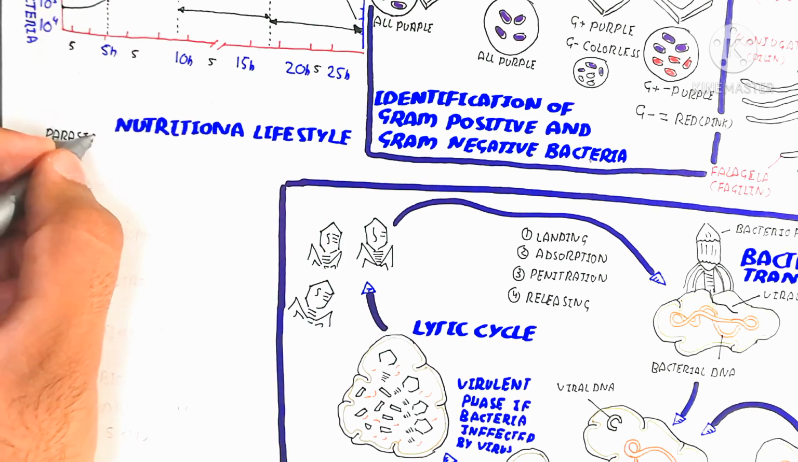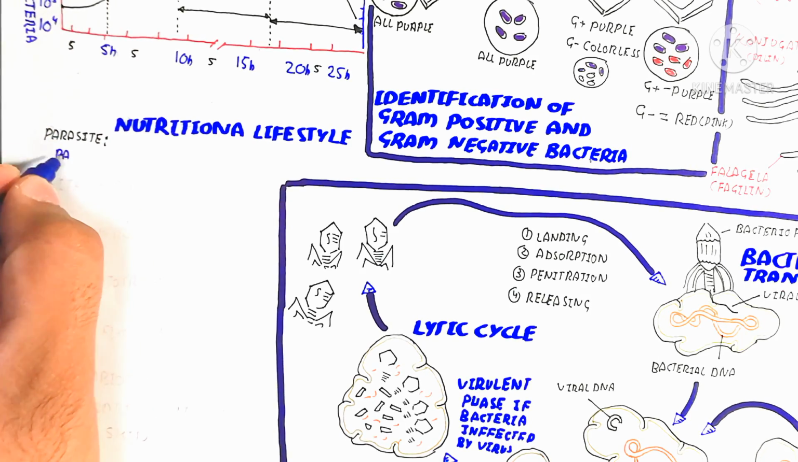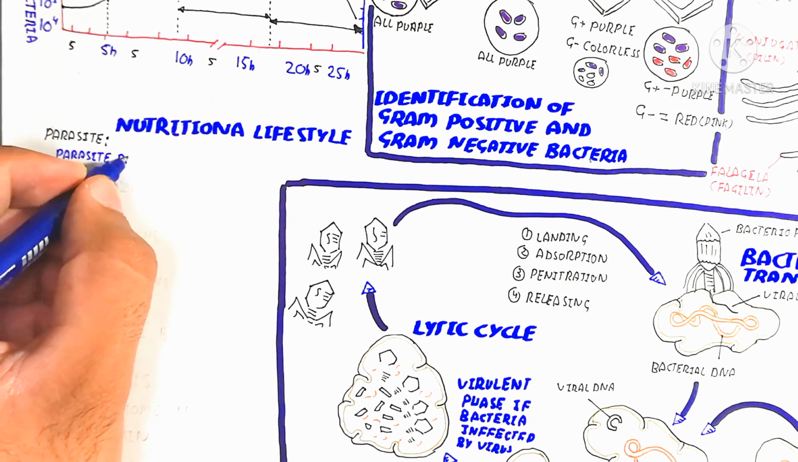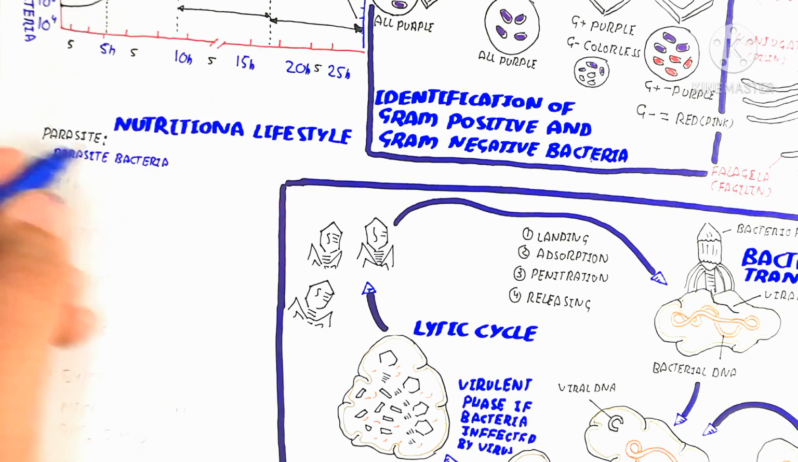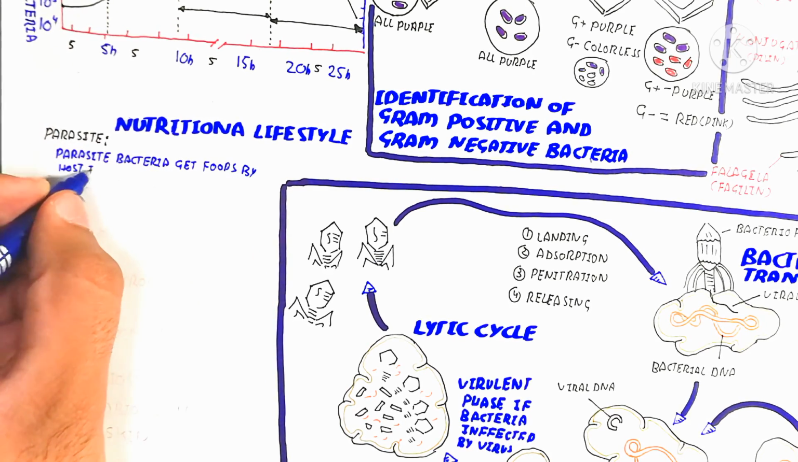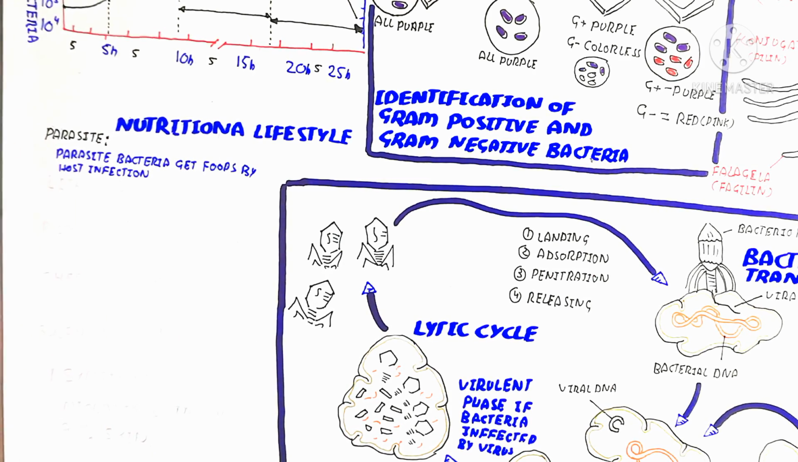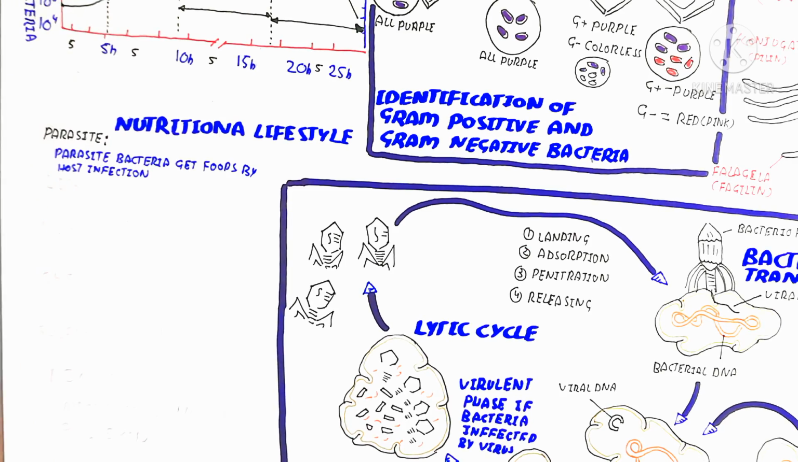Here we will also discuss nutritional lifestyle, that is, the bacterial lifestyle according to nutrition. The first is the parasite. Parasitic bacteria get food by infecting a host, so the infection-causing agent is known as a parasite. That is known as a heterotroph.